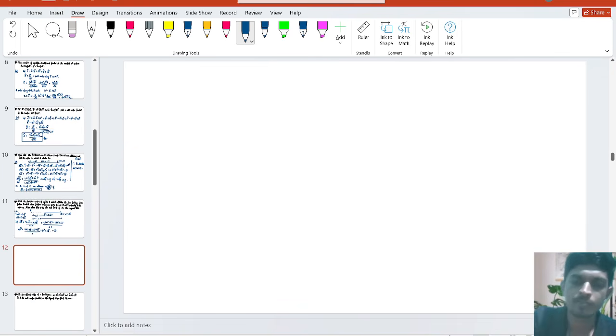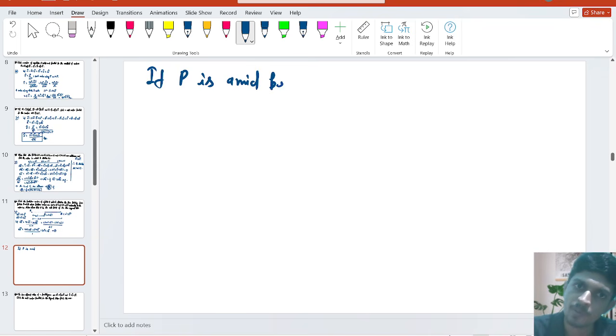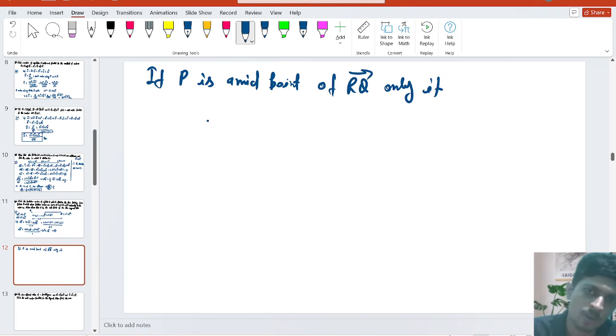And if P is the midpoint, then vector OP is equal to the midpoint of RQ only if vector OP is equal to vector OR plus vector OQ, divided by 2. Okay, by equation 2.